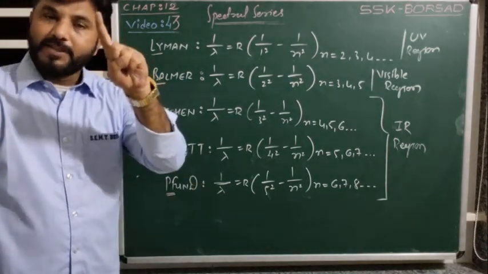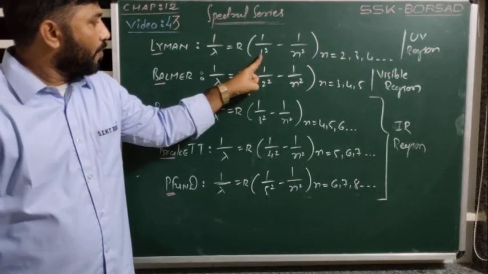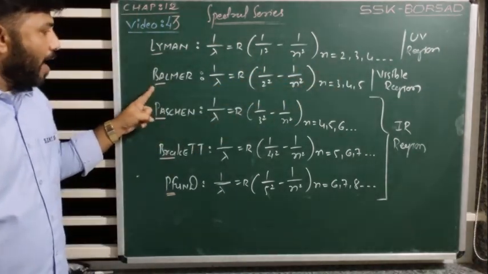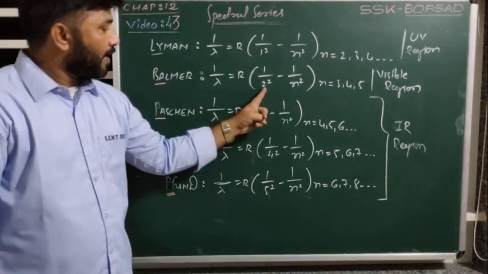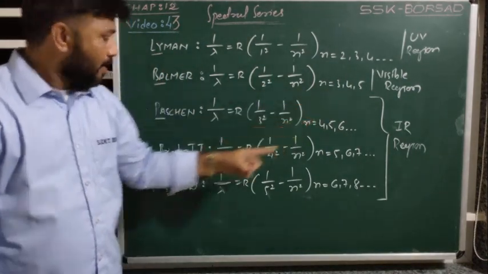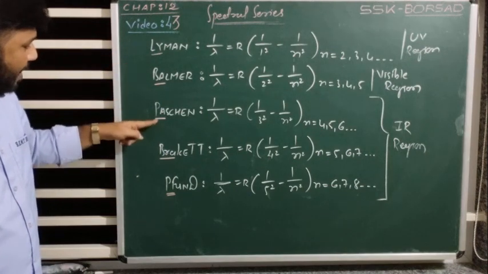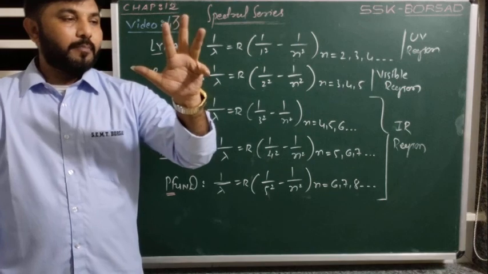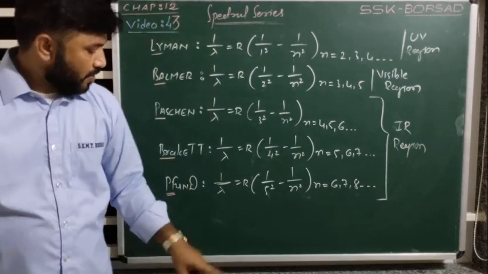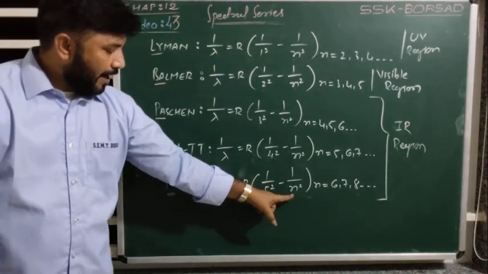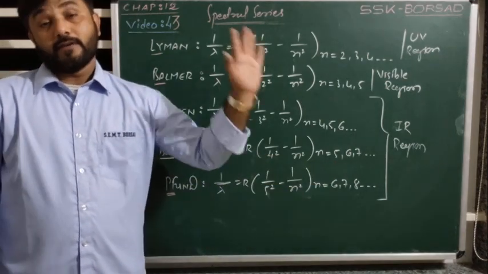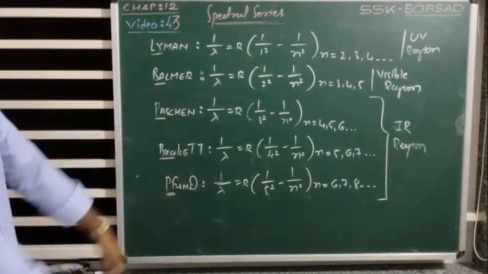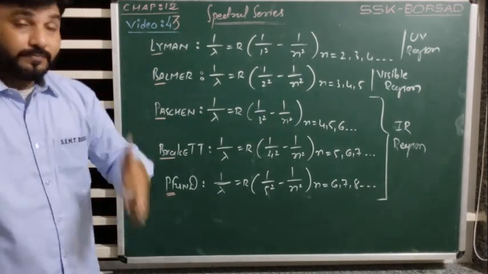Lie means 1, so put 1 here and n starts from 2. Balmer, Ba, 2, put 2 here and n starts from 3. Then similarly Lie, Ba, Pa, Break, Fast. P1, 5. So 1 upon 5 squared and n starts from 6, 7, 8. Clear? So this is all about spectral series.